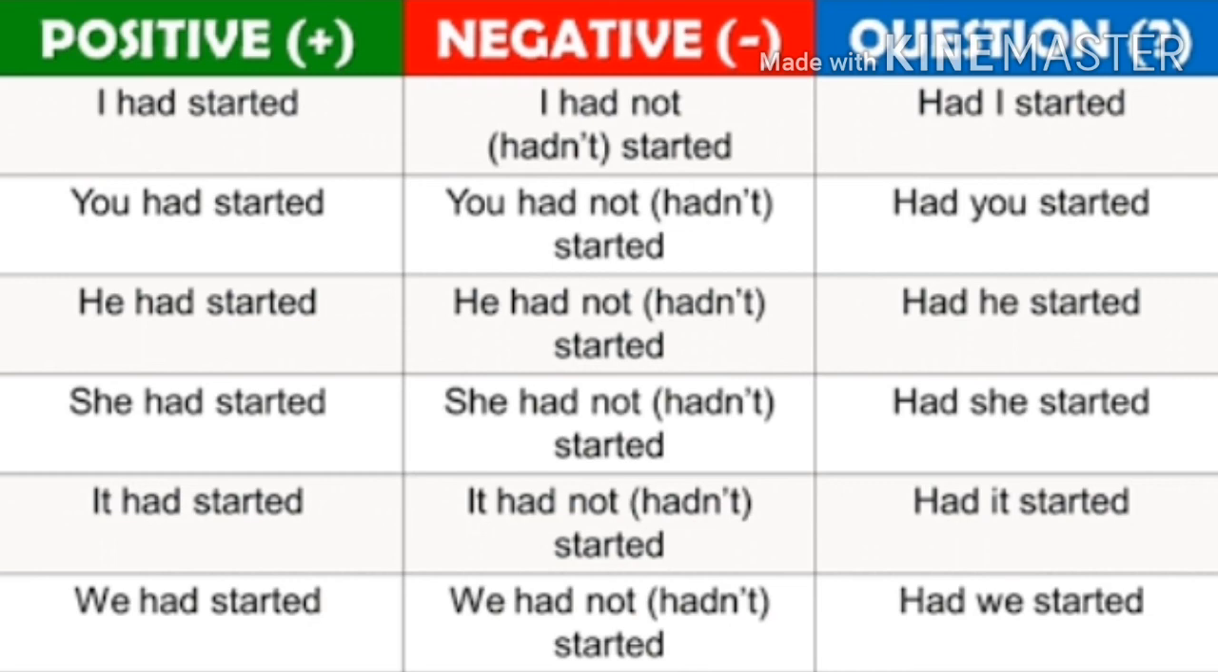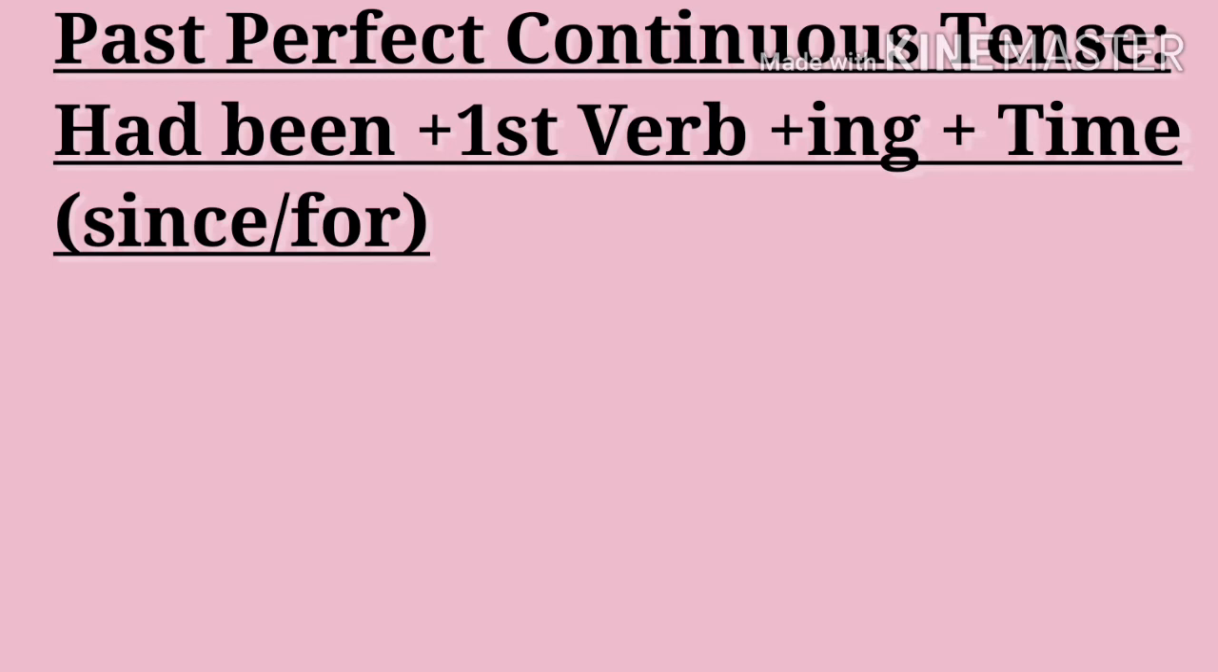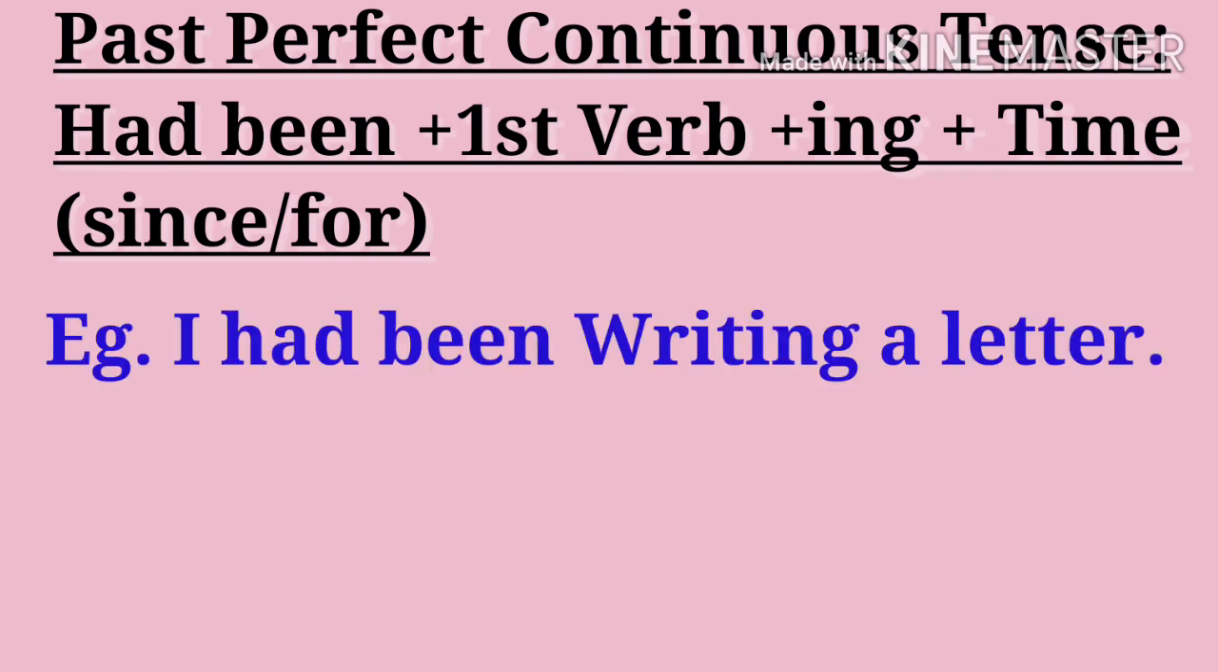Next one is past perfect continuous tense. It means use of had been plus first verb plus ing plus time, which I have already mentioned in present tense also, that is use of since and for. Example: I had been writing a letter. Sentence structure: subject, had been, that is helping verb, plus first verb plus ing and object.